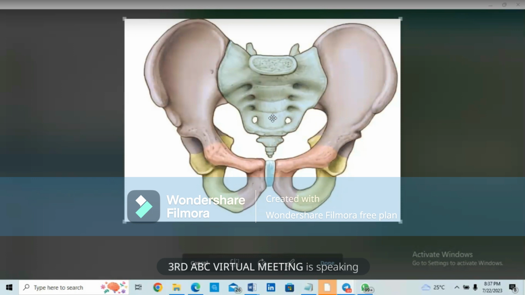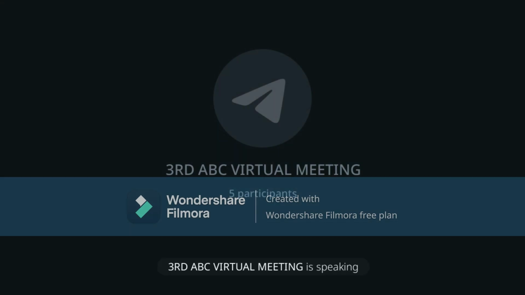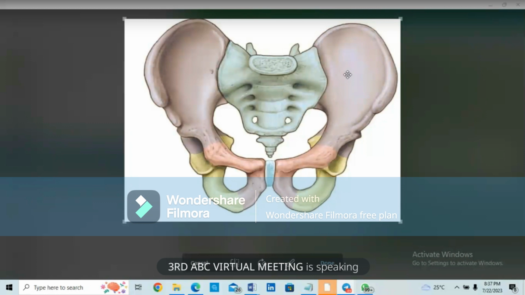So what are the relations of the pelvis? Anteriorly, you're going to find your abdomen. Then posterolaterally, what you find is the gluteal region. Then inferiorly, you find your perineum. The shape is somewhat basin-like.